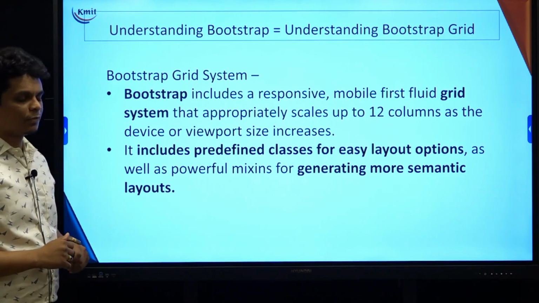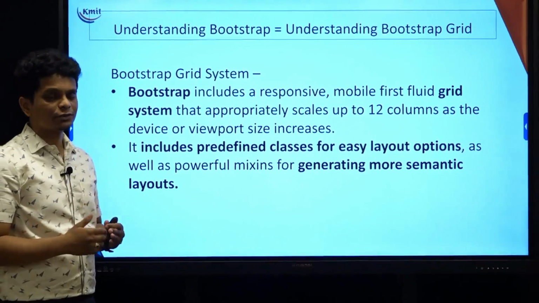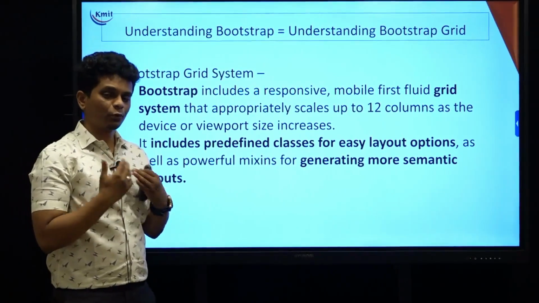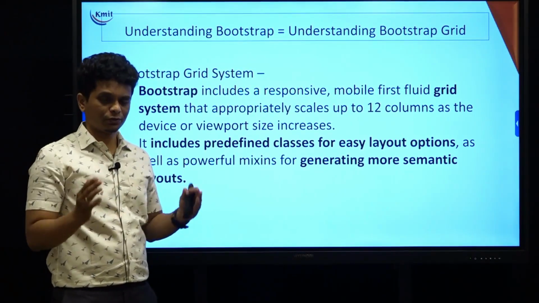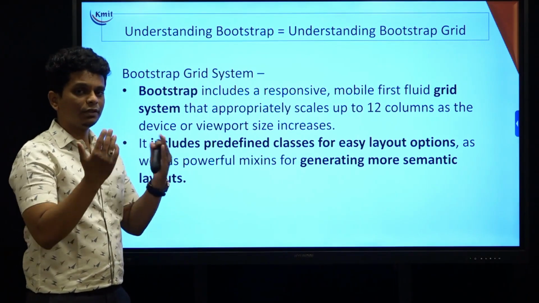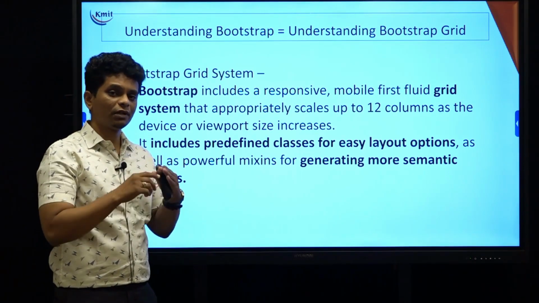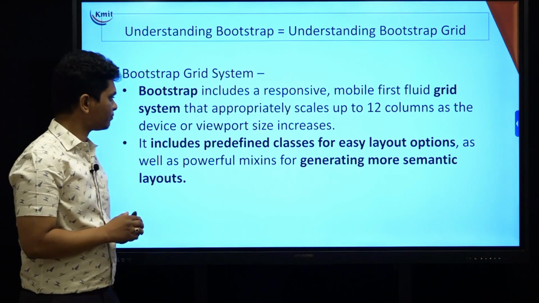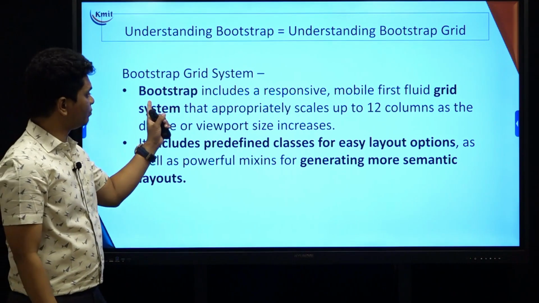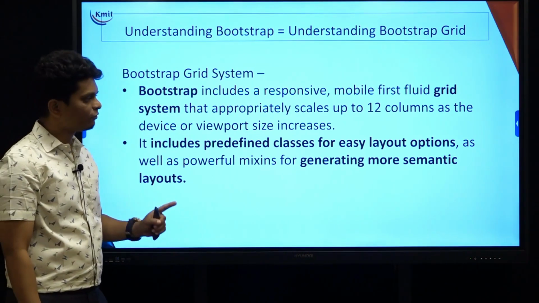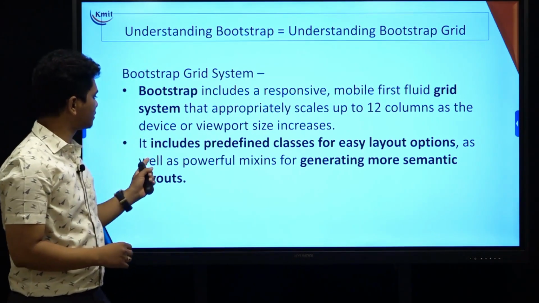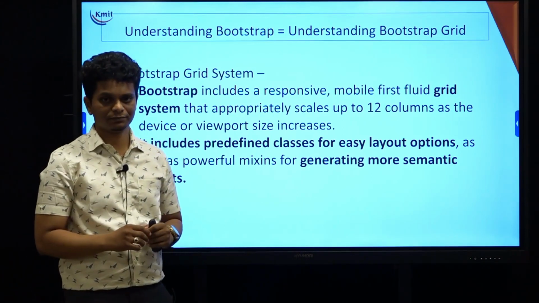So Bootstrap includes a responsive mobile first fluid grid. That means Bootstrap provides us with a grid system that is responsive. By the term responsive, I mean the grid is responsive to different screen sizes. Here it says that Bootstrap includes a responsive mobile first fluid grid system that appropriately scales up to 12 columns as the device or viewport size increases.